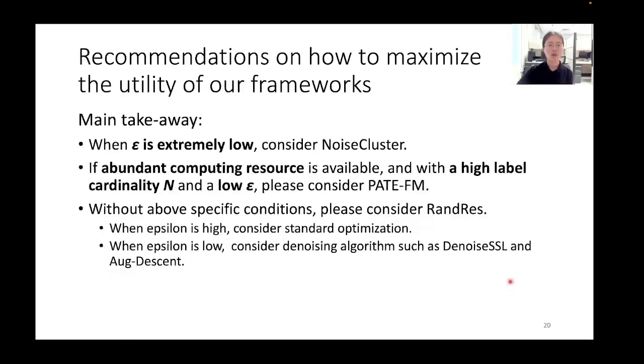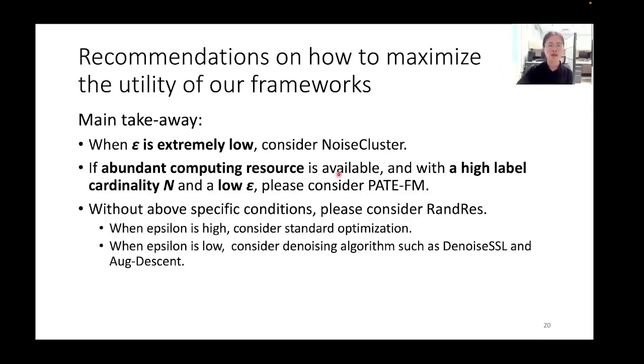We finally make recommendations on how to maximize the utility of our framework. When epsilon is extremely low, please consider noise cluster. If abundant computing resources are available, with a high label cardinality and with low epsilon, please consider prefix match. Without the above specific conditions, choosing randomized response can make sense for simplicity.